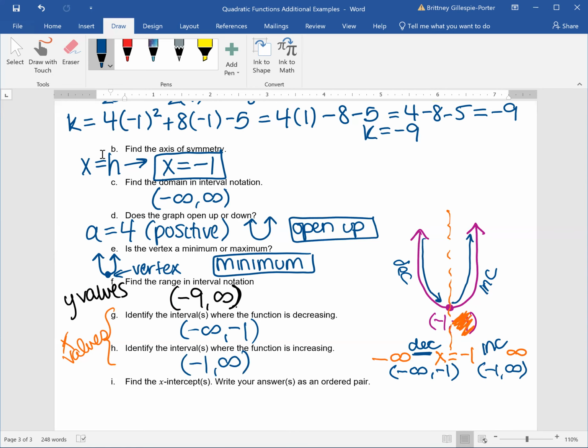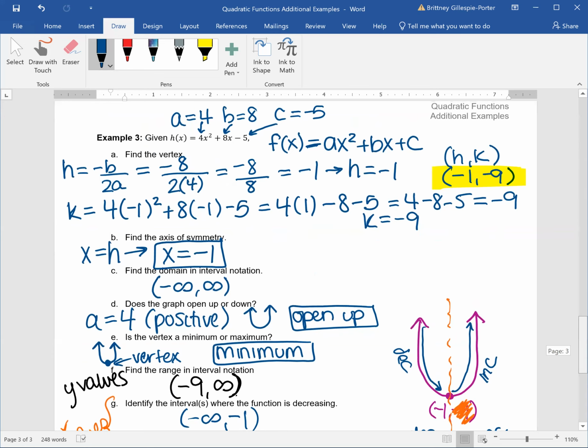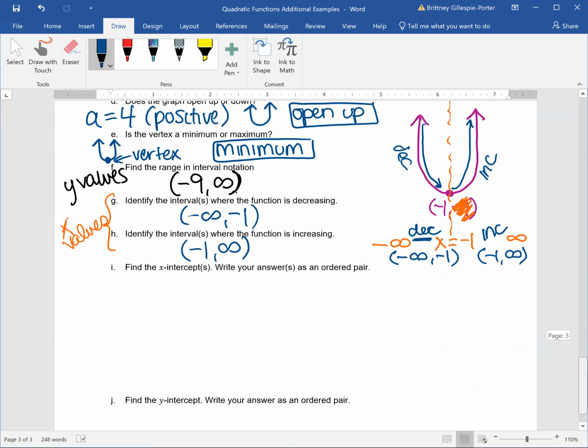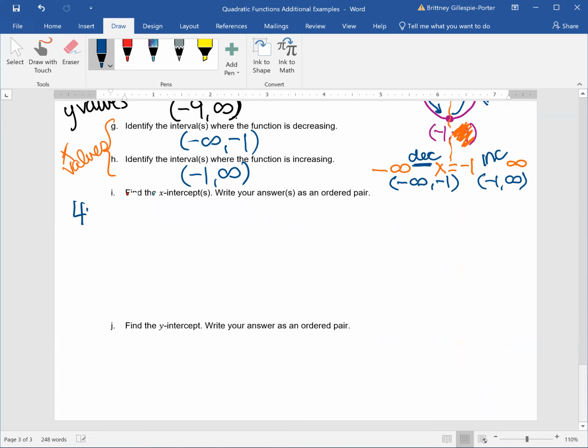I'm going to scroll up for a second because our next one, our x-intercepts, I need to remember what our function is. Remember, h of x is the same thing as f of x. It's just a different name for the function. It's like if you have multiple kids, you're not going to name them all Fred. You're going to give them different names. So example number 2 had f of x. Example number 3 has h of x. We have 4x squared plus 8x minus 5. And we're going to set it equal to 0 to find the x-intercepts.